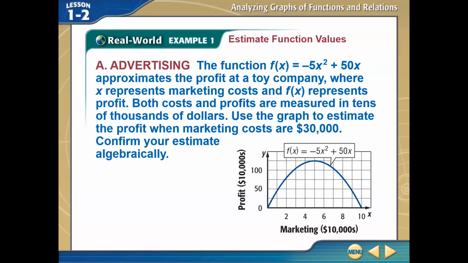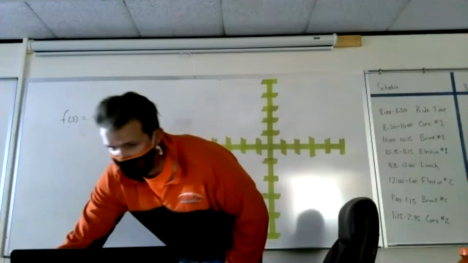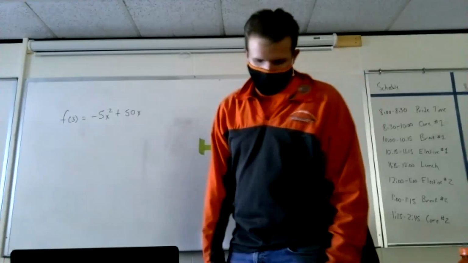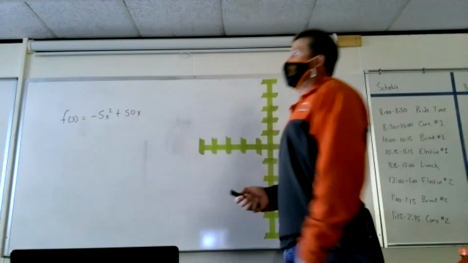So to do it algebraically, the first step is we want to write what our equation is. F of x is equal to negative 5x squared plus 50x. And we are to find f of 3. So once again, in this scenario, we want to actually plug it in to check algebraically. So I've written down my equation straight from the problem, and I am going to plug in 3 into my equation.